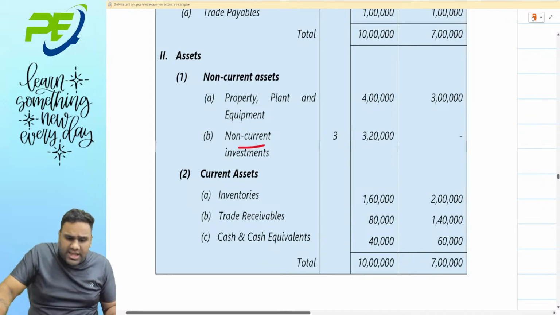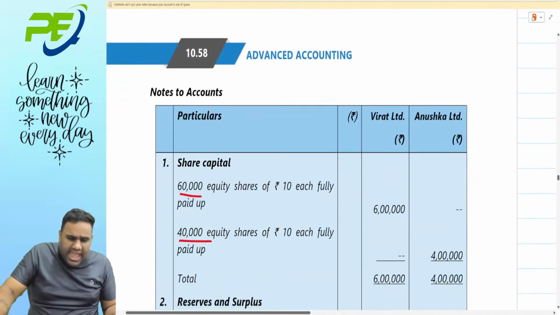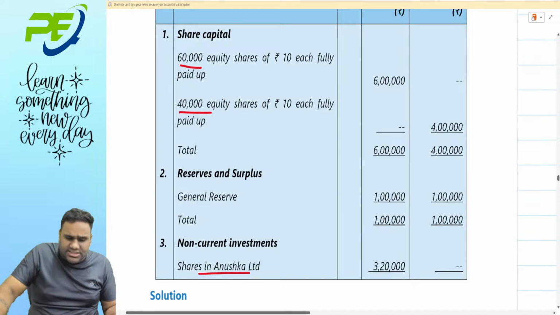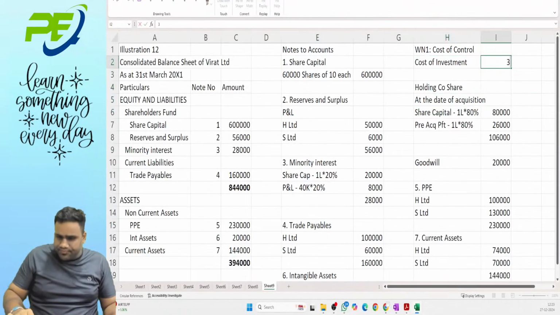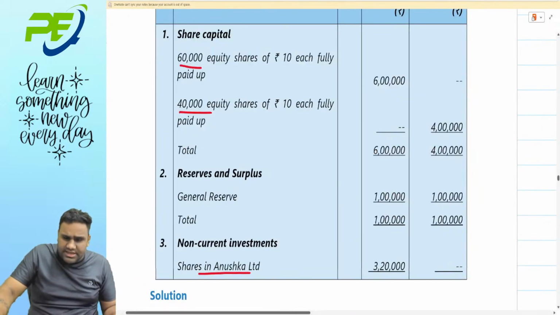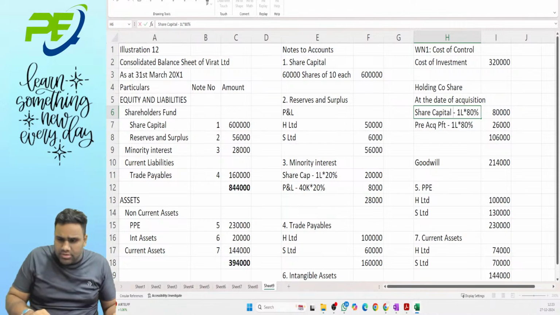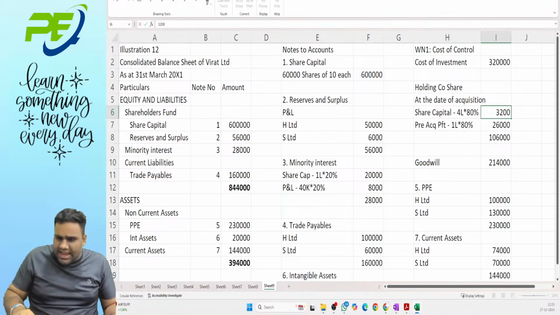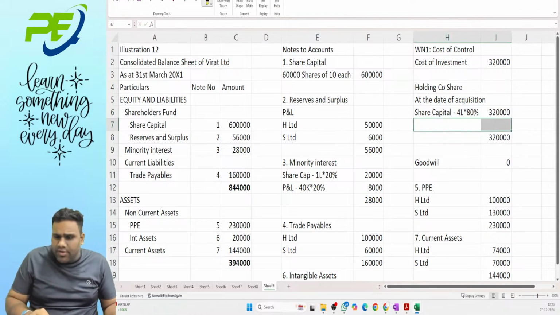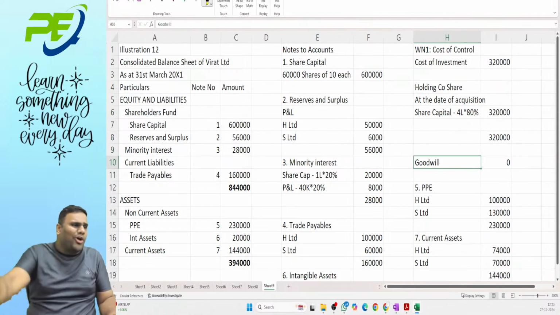So every time non-current investment, they have given 320, and entire non-current investment in shares in Anushka Limited, 3,20,000. Now, holding company share at the date of acquisition, it is 4 lakh into 80, 3,20,000. Pre-acquisition profit not there. No goodwill, no capital reserve.